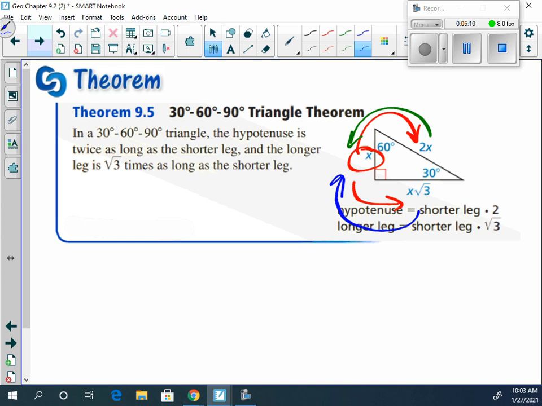So really, lots of what we're going to do today is, if we're not given the shortest side, we find it, then find everything else. Because if you notice, everything really revolves around the shortest side. Multiply by 2 to get the hypotenuse, multiply by the square root of 3 to get the side opposite 60.